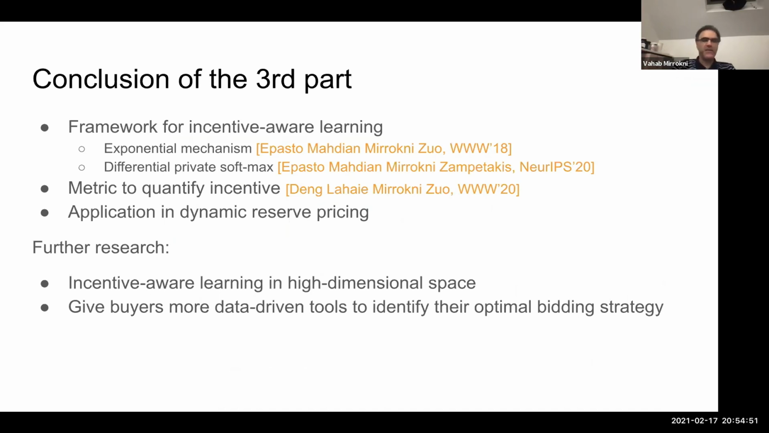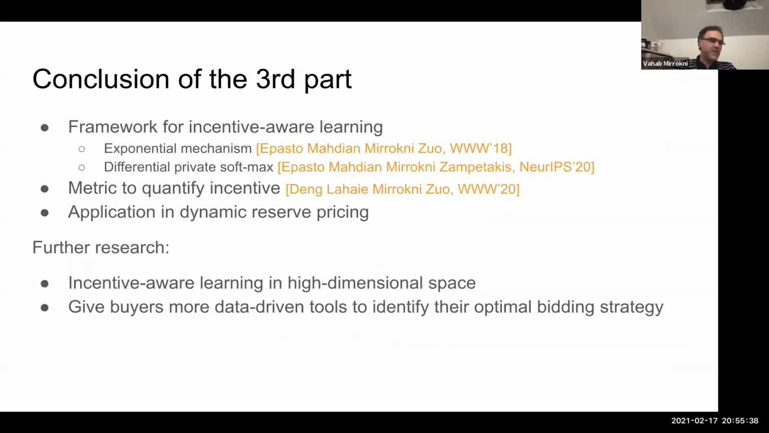This area also has many important open questions. For example, the topic of incentive-aware learning in high dimensional space, or the question of giving the buyers more data-driven tools to find their optimal bidding strategy, or finding ways to learn these reserve prices in heterogeneous markets by using other bidders' bids to find a good auction or a good price against the other buyers. This is very interesting if you can do it practically and effectively well on real data.